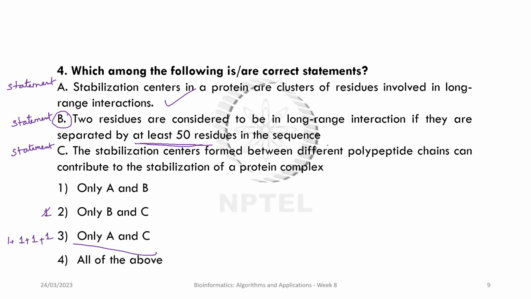So there are residues from different chains separated by some 20-30 residues in sequence, still making contacts and stabilizing the structure as a whole. And option C, the stabilization centers formed between different polypeptide chains can contribute to the stabilization of a protein complex, which is also true. So only A and C and not all of the above, because B is wrong.